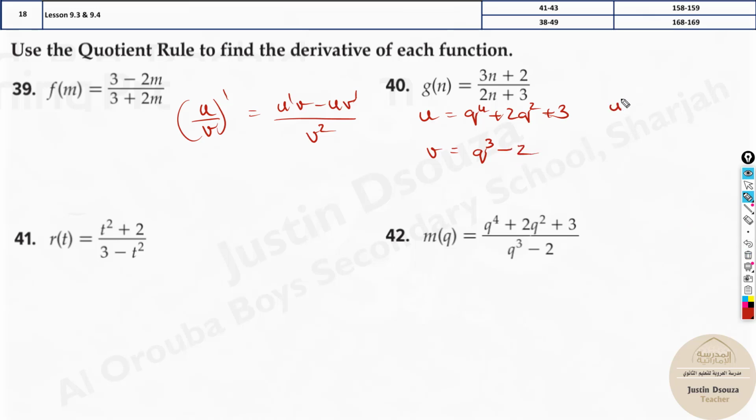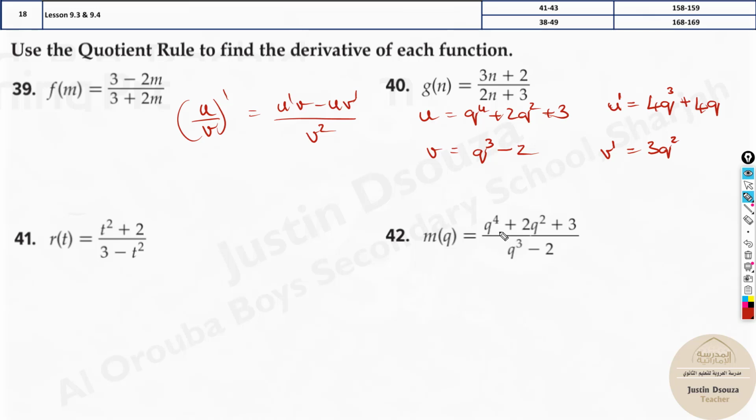And let's derive U dash. U dash means it'll be du by dx. Now since we have q, it's du by dq. But anyways, just derive it. It'll be power rule: 4q to the power 3. Whatever is the power comes down, and this reduces by 1, so 4q cube plus. Now this 2 comes down and multiplies with this 2, so 2 times 2 is 4q only. Why? Because 2 minus 1 is 1. And 3 becomes a constant, it dissolves, it's not there. And what about V dash? This is 3q squared, that's it, and minus 2 goes off.